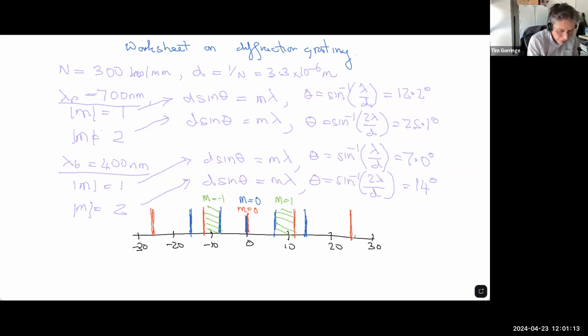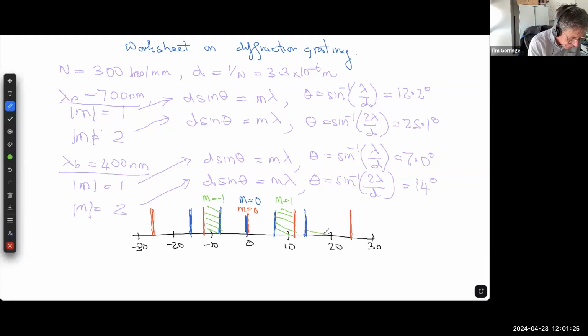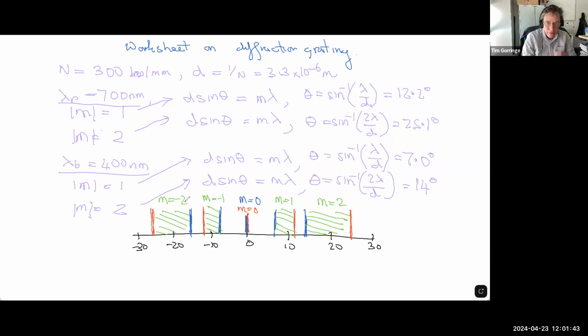And then the m equals 2 band, that's again, remember blue, smallest angle for the constructive interference, and red, largest angle for the constructive interference. So m equals 2 rainbow is over here in this region. This is m equals plus 2 on the right-hand side. And this will be m equals minus 2 on the left-hand side. So this is the spectrum of light that you'll see in the diffraction grating with 300 lines per millimeter.